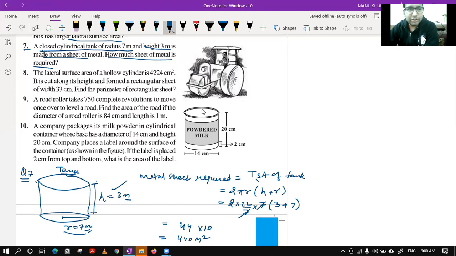First, let's see. They have given us the LSA of a hollow cylinder. So first, draw a hollow cylinder. This is a hollow cylinder. Hollow means it is not solid inside. It is having an air cavity. So we are having this radius equal to how much? I think nothing is given to you. The LSA of the cylinder is given to you. The LSA of the hollow cylinder is 4224 centimeter square. It is cut along its height and formed a rectangular sheet.